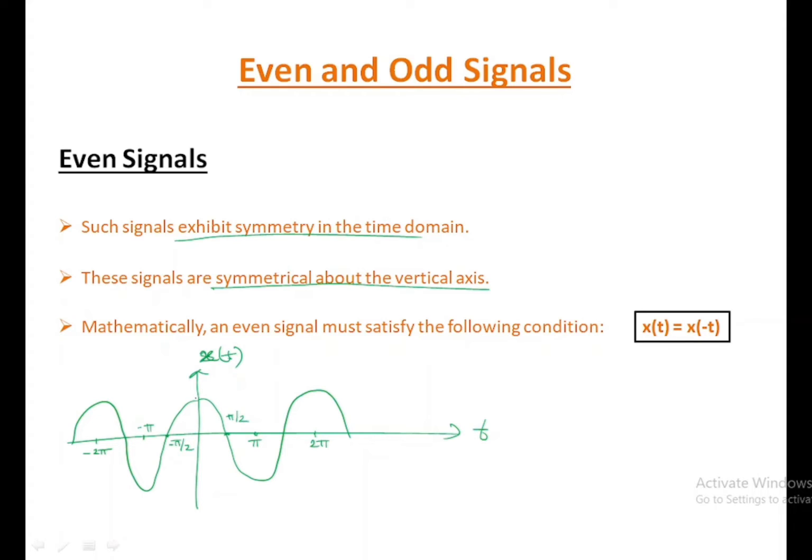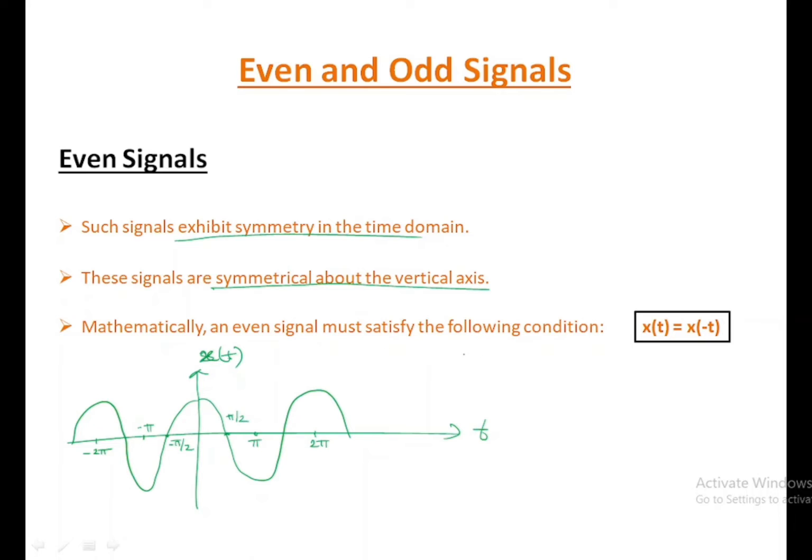So can you see that this cosine signal is symmetrical about this vertical axis x of t. The value it shows at pi by 2 is the same as the value at minus pi by 2. Similarly, the value at pi and minus pi is also the same. So this type of signal is a mirror image of itself along the vertical axis. Any such signal which is symmetrical about its vertical axis is an even signal.